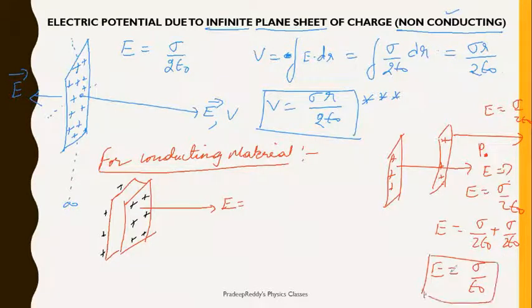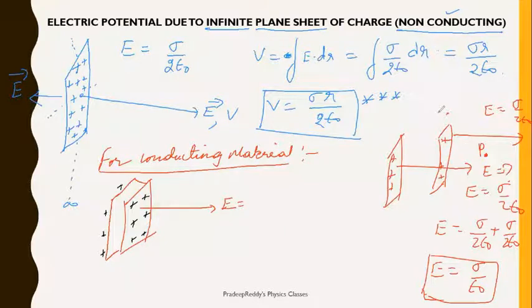Okay, that is the difference between non-conducting material and conducting material. For a non-conducting material, inside there will be charge, so we will be treating the total as one particular sheet. But for conducting material, only on the surfaces there will be charge. As a result, you will be treating that as two particular sheets.